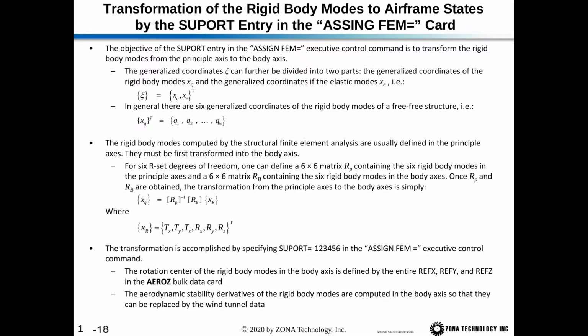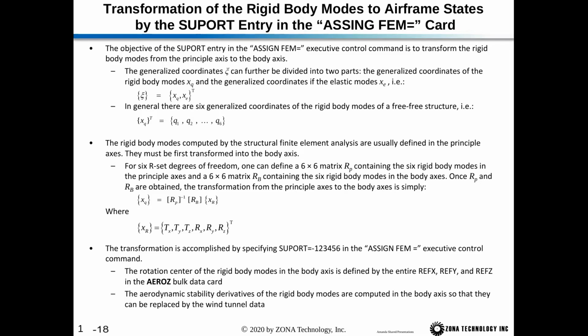The generalized coordinates xi can further be divided into two parts: the generalized coordinates of the rigid body modes xq and the generalized coordinates of the elastic modes xe. In general, there are 6 generalized coordinates of the rigid body modes of a free structure. So q1, q2, q3, q4, q5, and q6. The rigid body modes computed by the structural finite element analysis are usually defined in the principal axes, so they first must be transformed into the body axis.